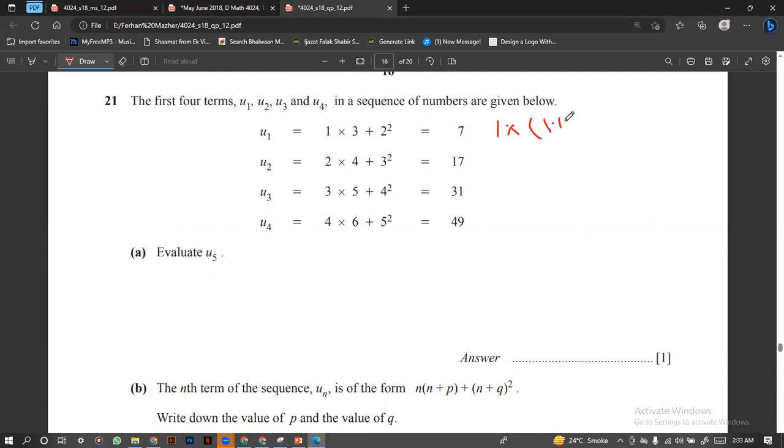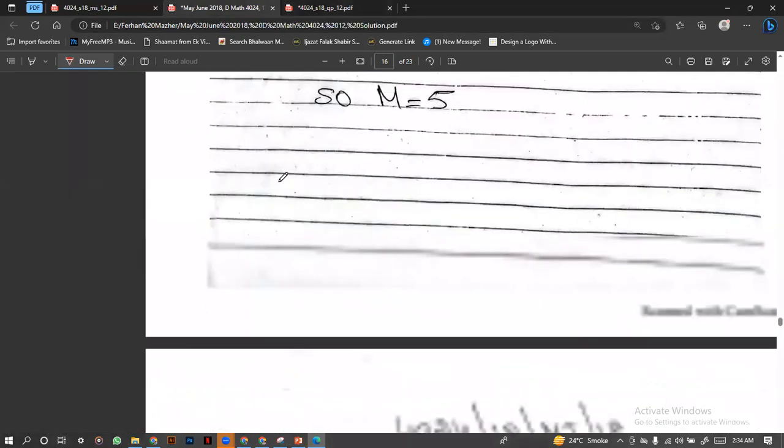1 plus 2, and this is plus, and I'm trying to catch the pattern. Okay, the second sequence is 2 multiplied by 2 plus 2, and plus 2 plus 1 whole squared. Try to catch the pattern. I've done this on a paper. Let me show you that pattern.